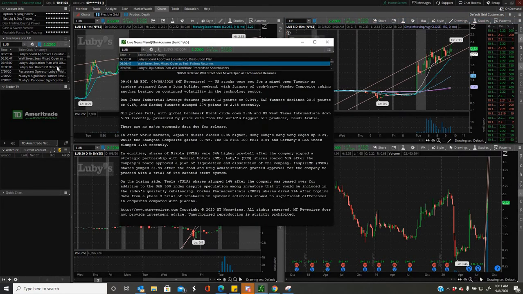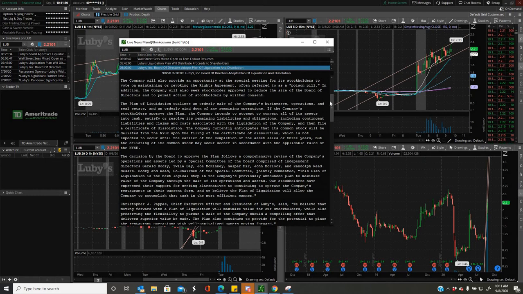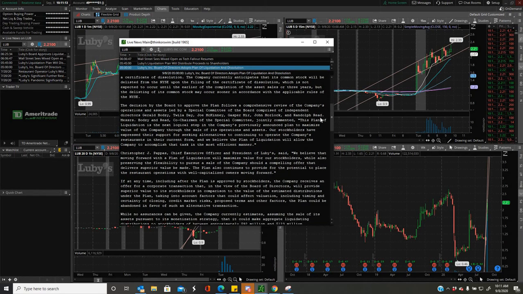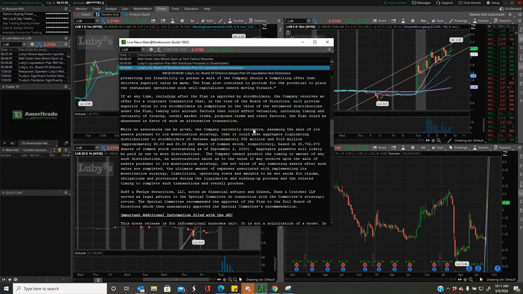So let me pull up this article. I think it's this one. Nope, not this one. Here it is, the long one. Okay. So if we go about halfway down this article. Okay, here we go. While no assurances can be given, the company currently estimates assuming the sale of its assets pursuant to monetization strategy, blah, blah, blah, distribution to stockholders of between approximately 92 million and 123 million, approximately $3 to $4 per share of common stock. Okay, so there's your catalyst, $3 to $4 per share.